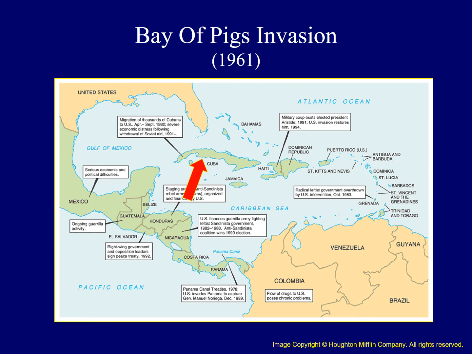This was called the Bay of Pigs invasion because on the southern shore of Cuba, where this arrow is pointing, is where the invaders were set to land. That location was named the Bay of Pigs.